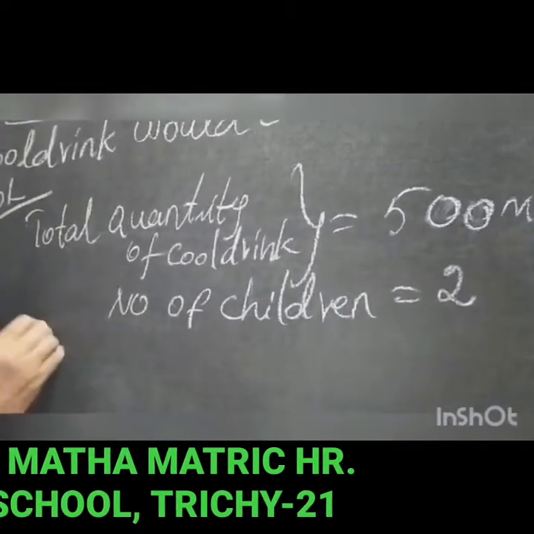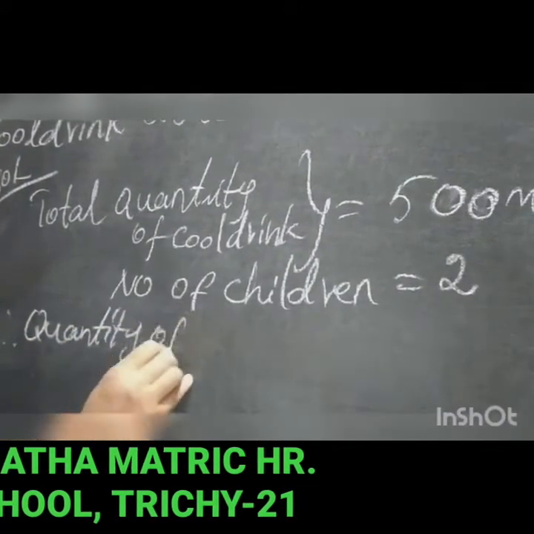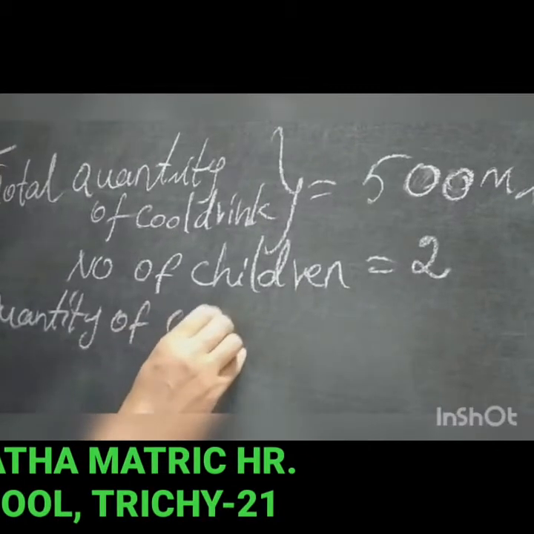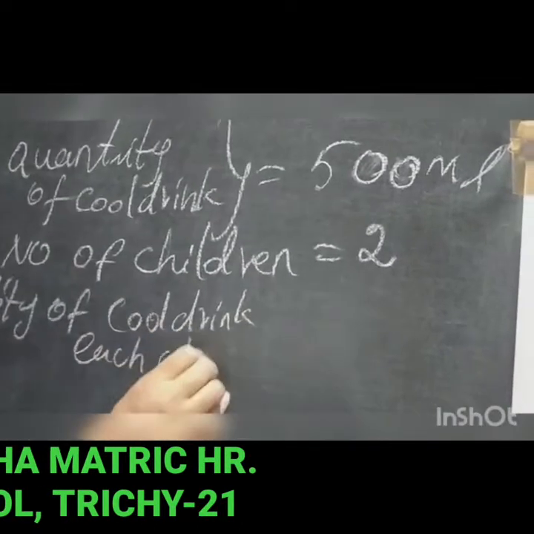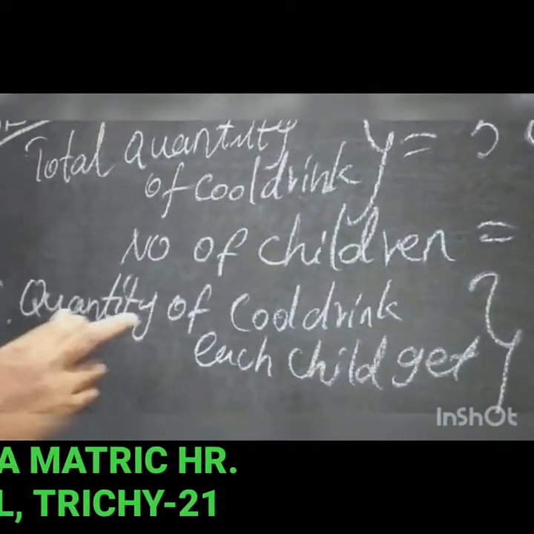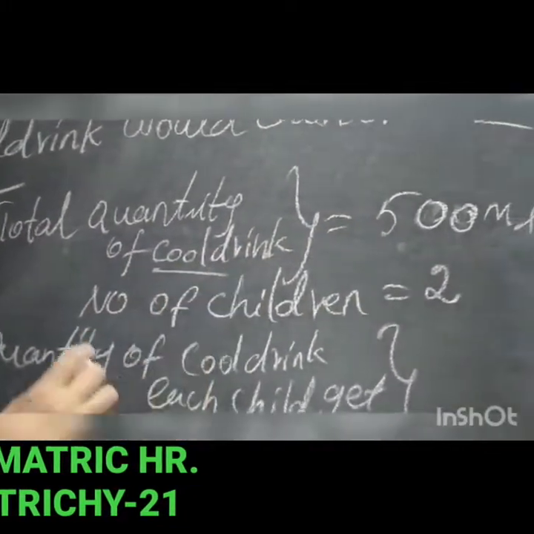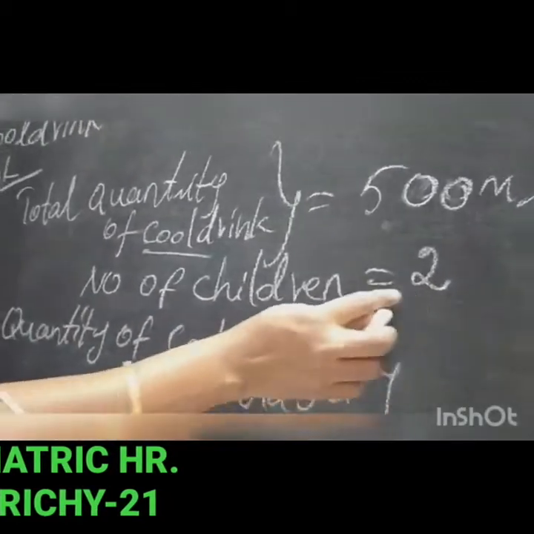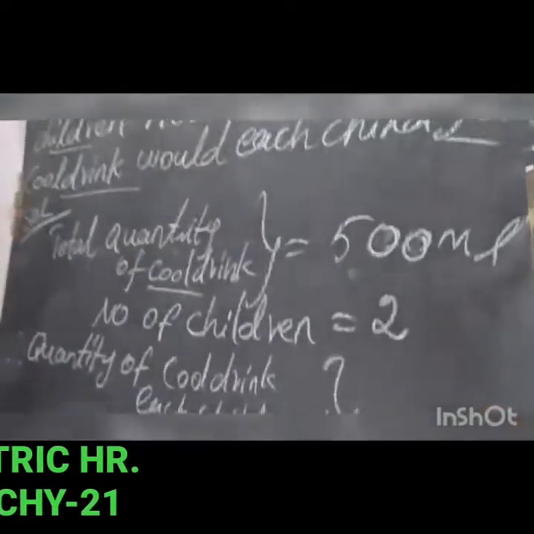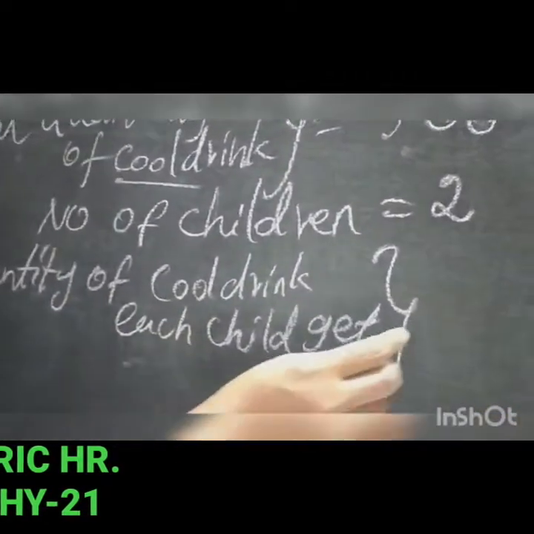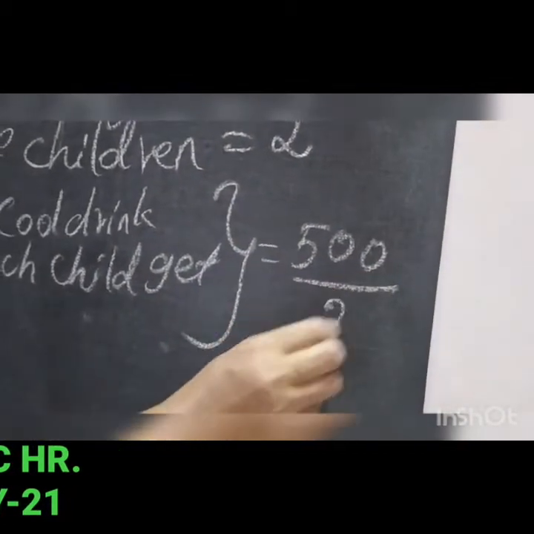Therefore, quantity of cold drinks each child gets. The total quantity is given, 500 milliliter of cold drinks, number of children 2. So how much of cold drinks would each one get? That is the question. So you have to write quantity of cold drinks each child gets equal to 500 divided by 2.